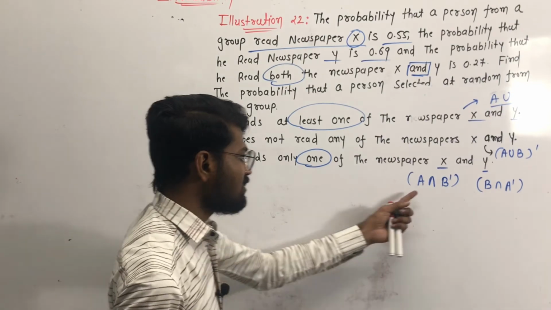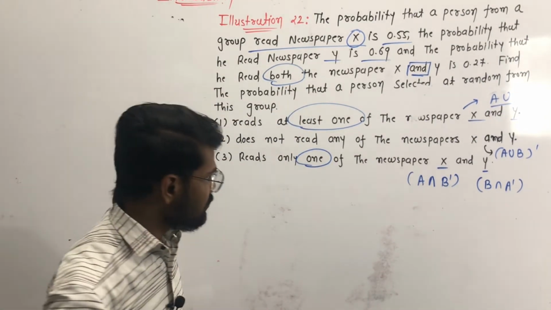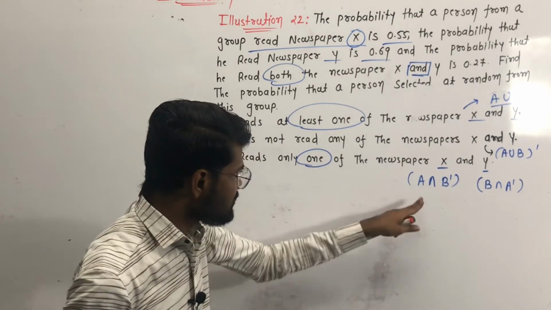Why do we put the intersection? For the intersection, for the 'and'.